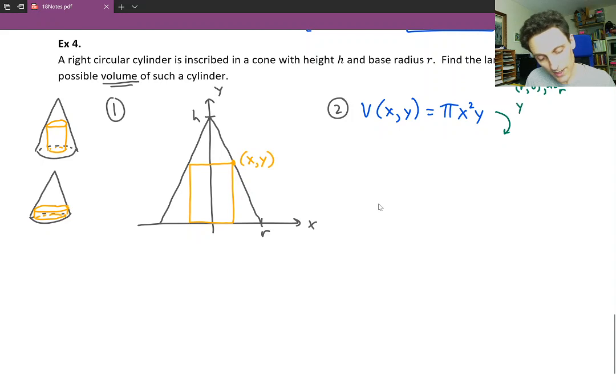So then we get the equation y minus 0 equals negative h over r times (x minus r). So we get y equals negative h over r x, and then if you distribute the negative h over r to this other r, the r's cancel and you get plus h. So after we replace y with negative h over r x plus h, all we're going to have is volume in terms of x.